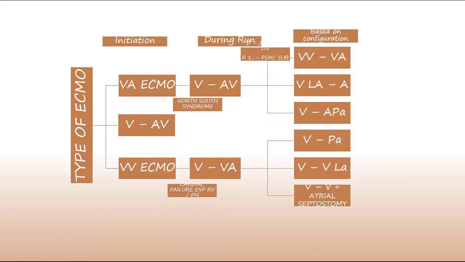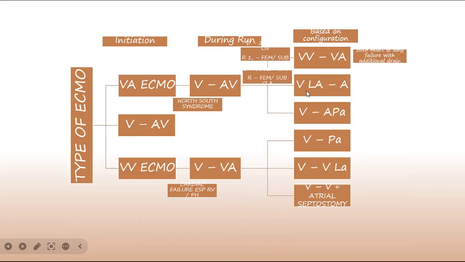Let us see the VA ECMO during initiation. If the patient develops a North-South syndrome, then you convert it into a VAV ECMO. In a VAV ECMO, what are the various modalities based upon the configuration? You can have two femoral drainage vessels, VV-VA. That's basically both heart and lung failure situations. So an additional drainage cannula has been given here: two drainage cannulas and then two return cannulas, VV-VA.